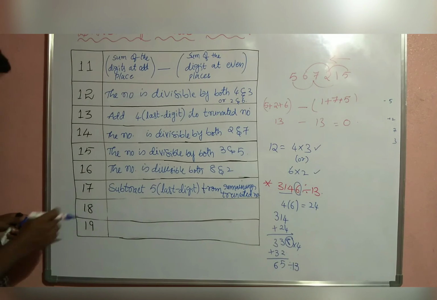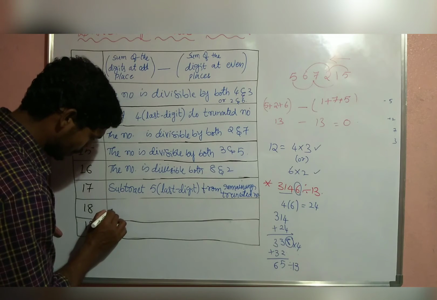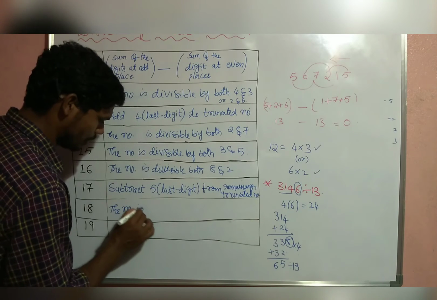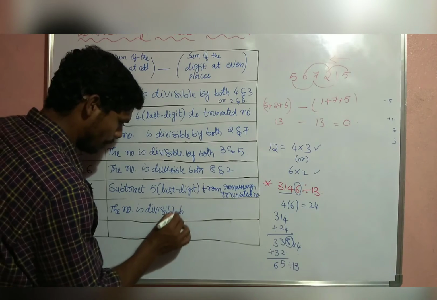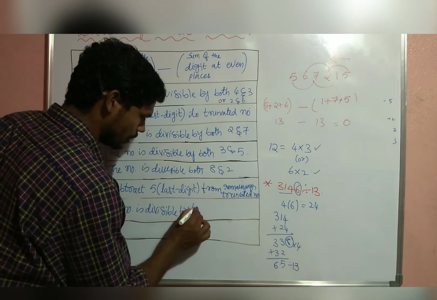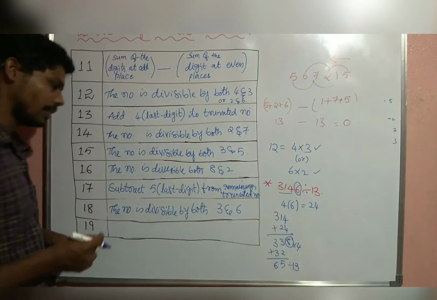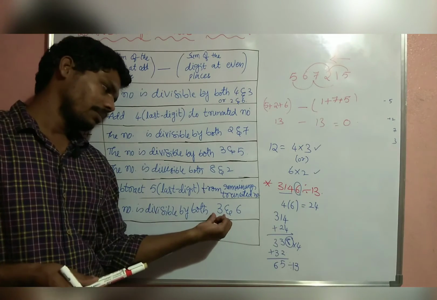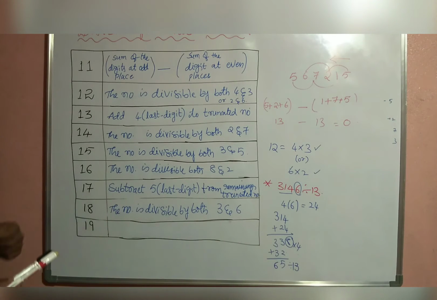And the divisibility rule of 18: the factors of 18 are 6 3s are 18. So if the number is divisible by both 3 and 6, 3 6s are 18, so we can check whether the given number is divisible by both 3 and 6, then the given number is also divisible by 18.